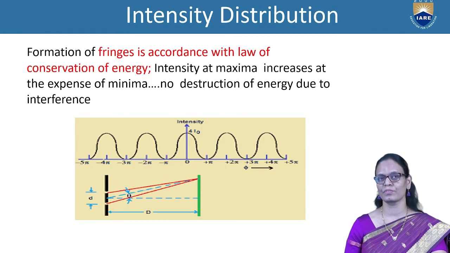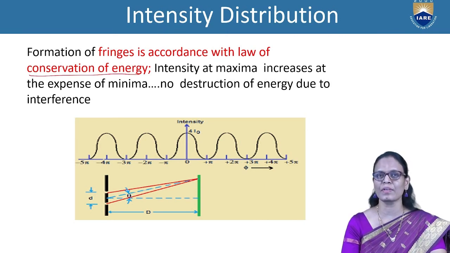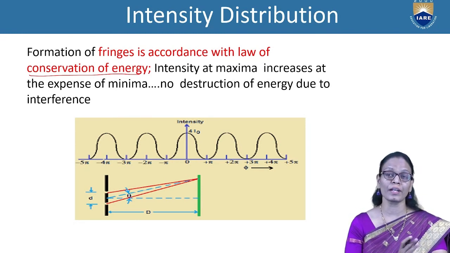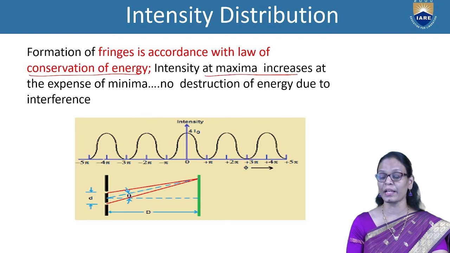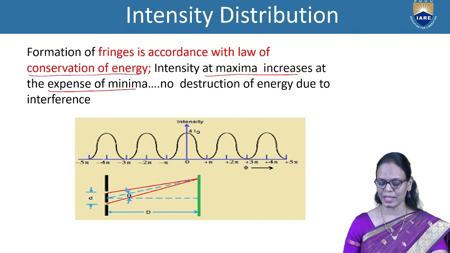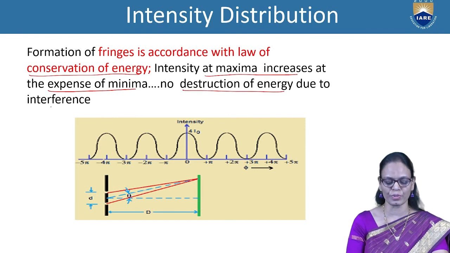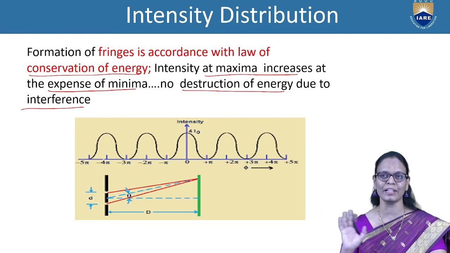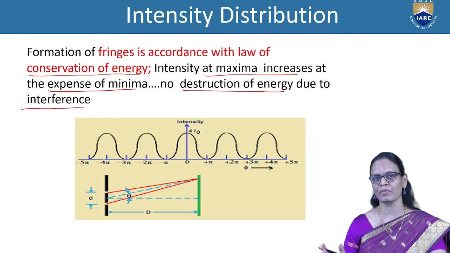So let us see how the fringes are formed. Formation of fringes is in accordance with the law of conservation of energy. So what is conservation of energy here? Energy is neither created nor destroyed. It can only be converted or distributed. So what we see here is intensity at maxima increases at the expense of minima. Wherever there is a minima, this energy is distributed in the maxima. So there is no destruction of energy due to interference. It is only distributed accordingly in the form of an interference pattern, bright with maximum intensity and dark with minimum intensity.